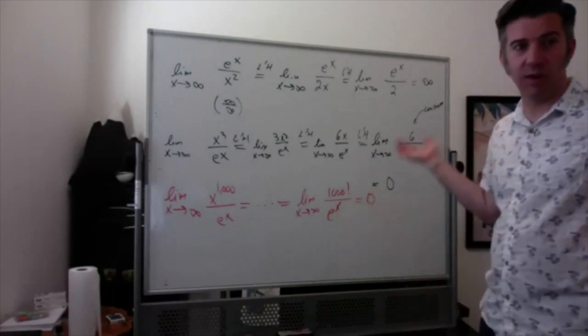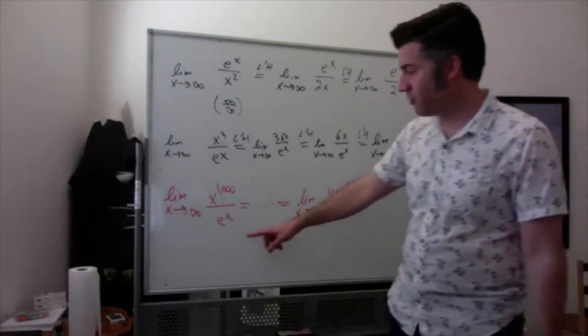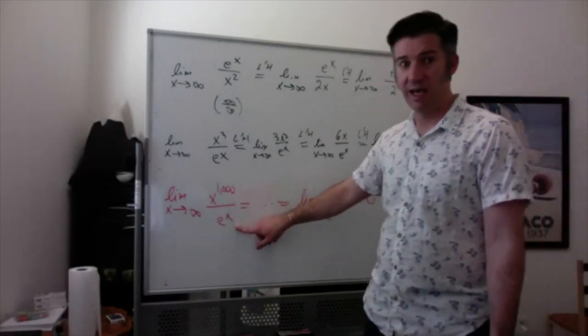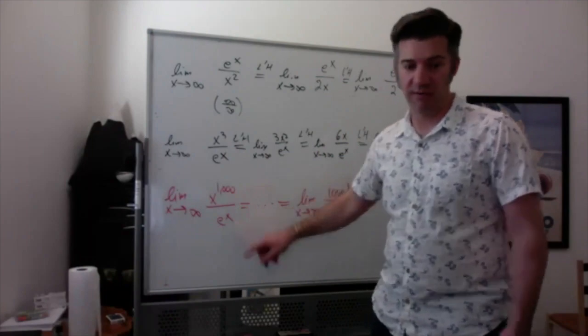So e to the x is way bigger than x to the 1,000. Now, if you graph x to the 1,000th over e to the x, it'll start off being really, really big. In fact, let's take a look.